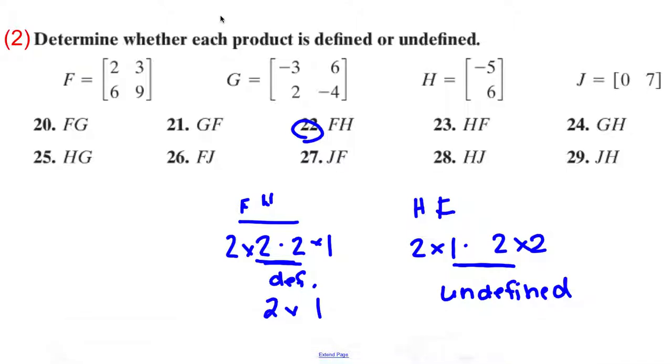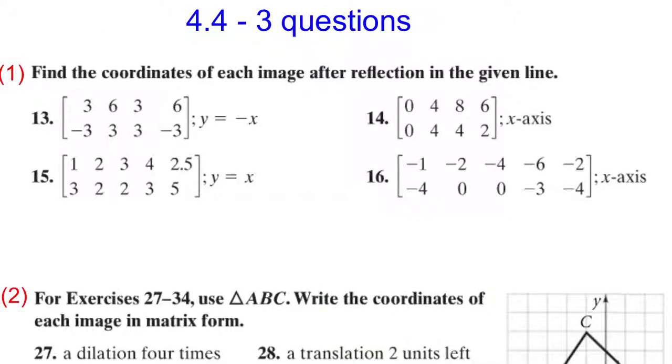All right. 4-4. This is the most recent assignment that we've done, and this one is the reflections, rotations, and also the translations, where you're just sliding it right and left, or just adding and subtracting. Okay. So 13 through 16. This one you are doing a reflection.